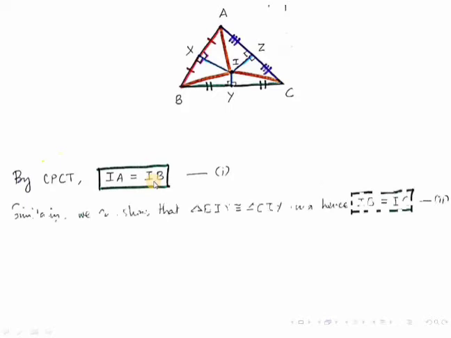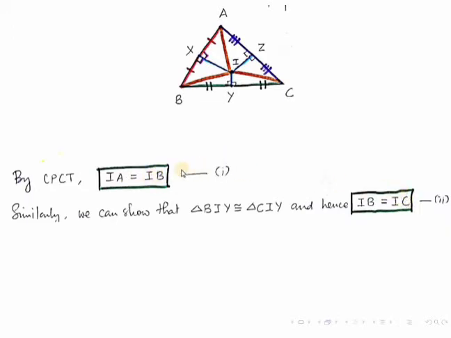Similarly we can show that BIY is congruent to CIY. In the same way this is congruent to this one. So this means that IB will be equal to IC using CPCT. Call this equation 2. Now kindly look at this carefully. IA is equal to IB, but this IB is equal to IC, isn't it?